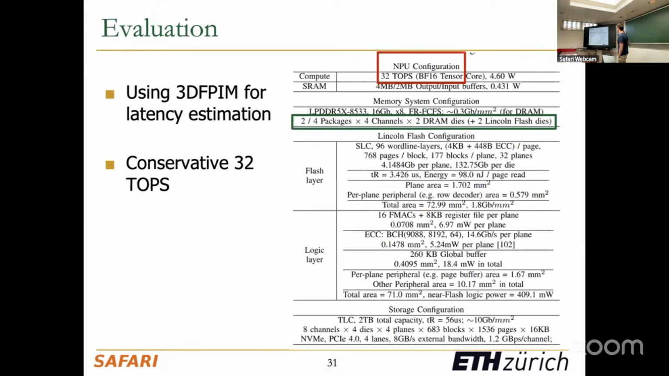Okay, so for evaluation, we don't care about a lot of this, but they are using 3D-FPIN for latency estimation. They are also using other simulators for heat dissipation and SSDs, but we will only talk about 3D-FPIN. And also there is a conservative 32 tera operations per second. Today, most of the laptops that are shipped have more than 32 tera operations per second, even lower-end laptops. So here again, there is this Lincoln 2 and Lincoln 4 package. I will mostly be talking about Lincoln 2 because this is the one they mostly talked about.